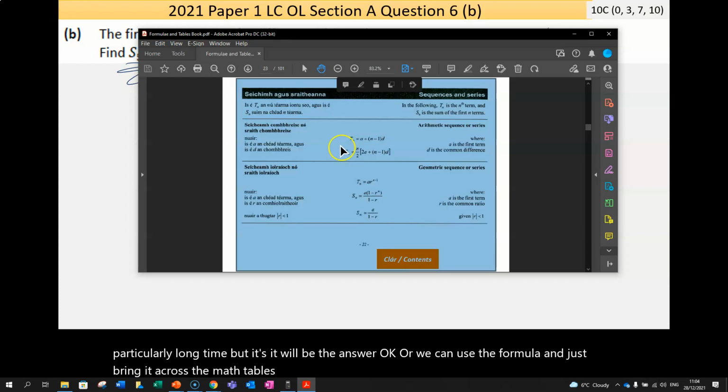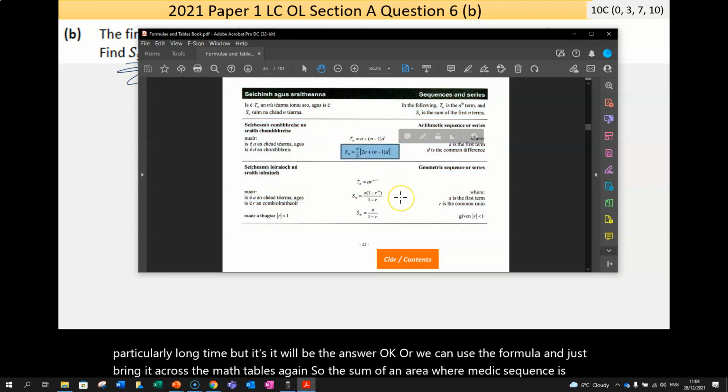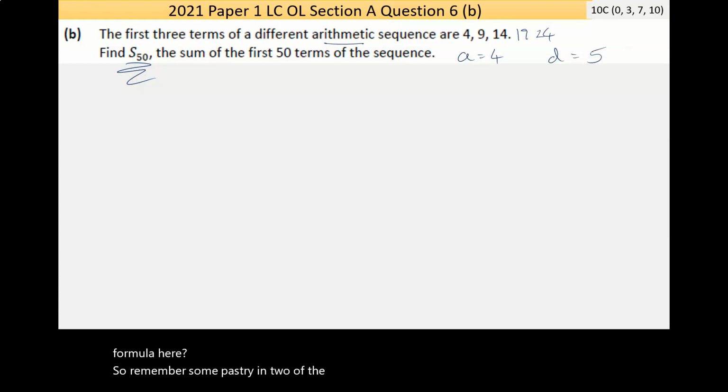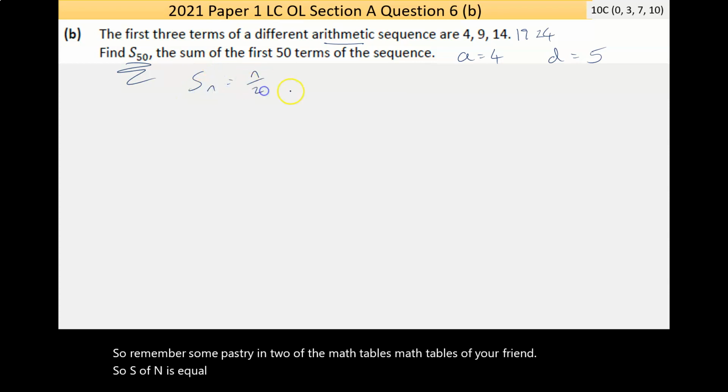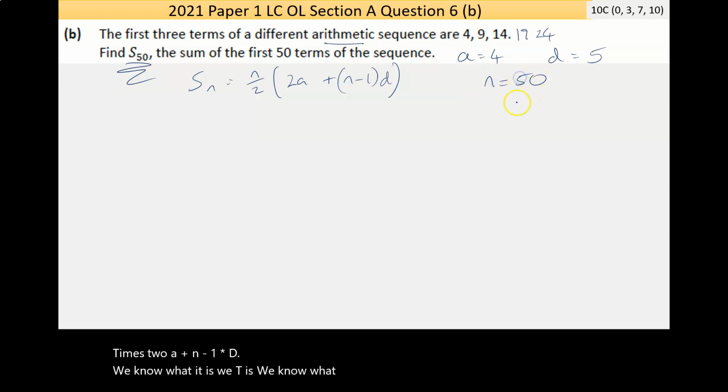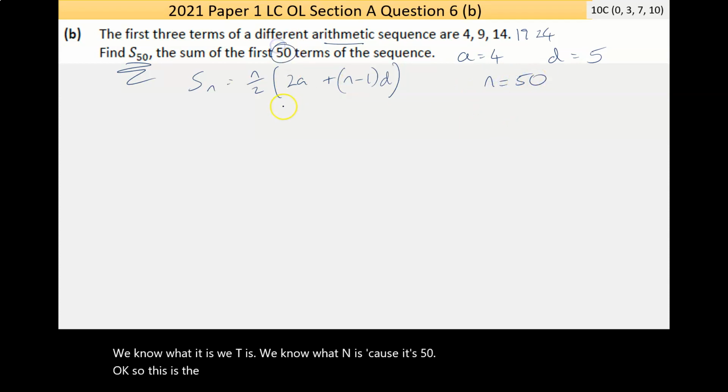So the sum of an arithmetic sequence is this formula here. Remember, it's on page 22 of the math tables. Math tables are your friend. So S of n is equal to n over 2 times 2a plus n minus 1 times d. Now, we know what a is, we know what d is, we know what n is because it's 50, because it's the first 50 terms. We just don't know what S of n is. What is that actual value? So this is our unknown.